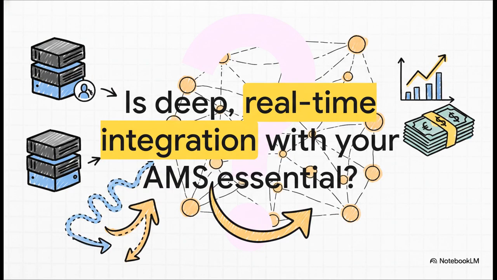And finally, the big one, data. How critical is it that all your systems talk to each other? Is a simple single sign-on good enough for you, or do you need financial data flowing back and forth automatically between your grant system and your AMS? Because manual data entry is nobody's idea of a good time.